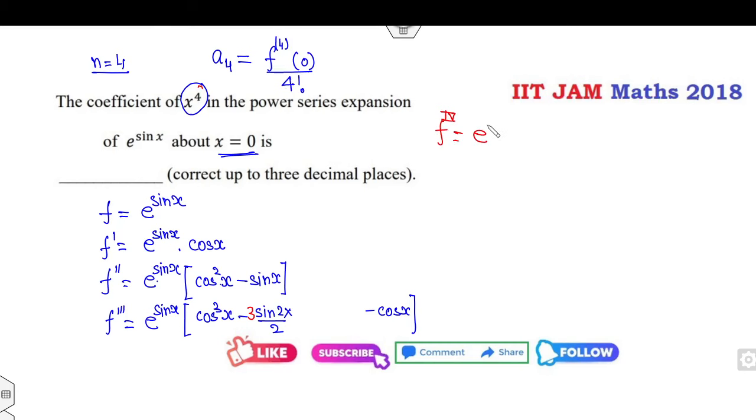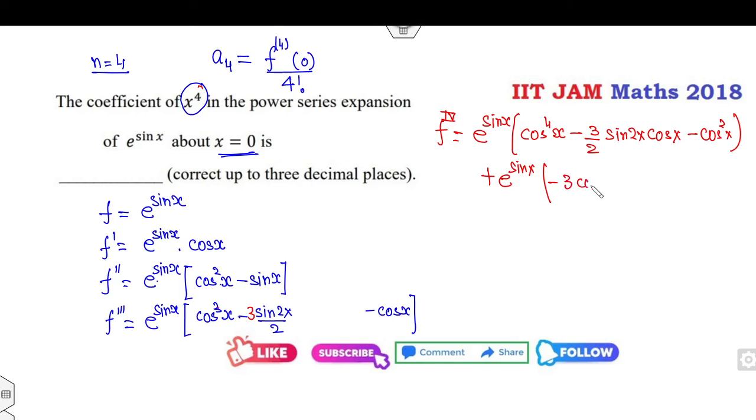So the fourth derivative is e raised to power sin x. The derivative of sin x is cos x. So I can multiply this term by cos x, minus 3 over 2 sin of 2x cos x, minus cos square x, plus e raised to power sin x into the derivative of this. So it's minus 3 cos square x sin x minus 3 cos 2x plus sin x.